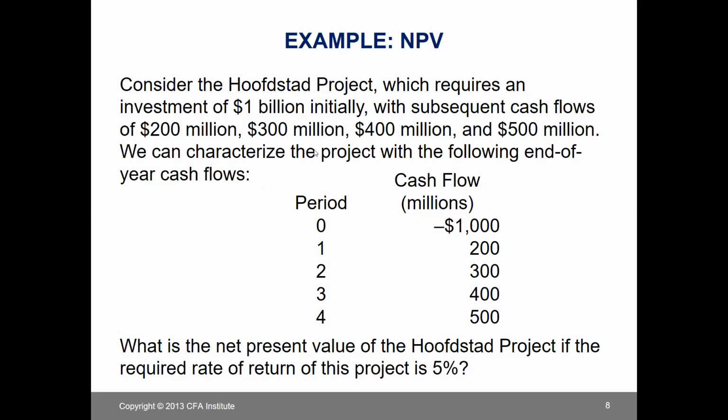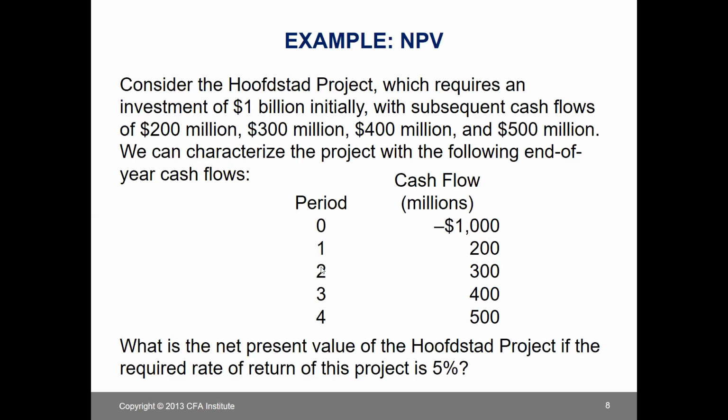So we can characterize the project with the following end-of-year cash flows. Year 0 is always considered to be today. This is the 1 billion investment, our investment that cannot be recovered. If you invest it, you cannot get it back. It's just a sunk cost. So you need to work on the future cash flows to compensate for whatever you invested.